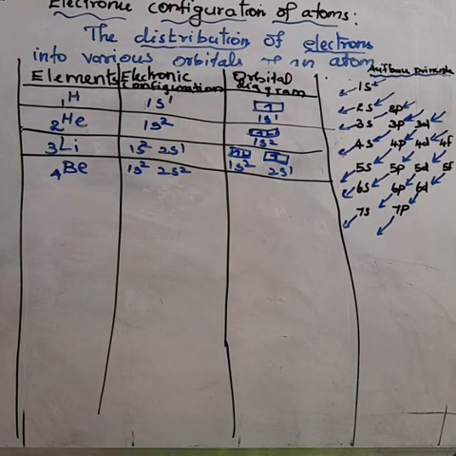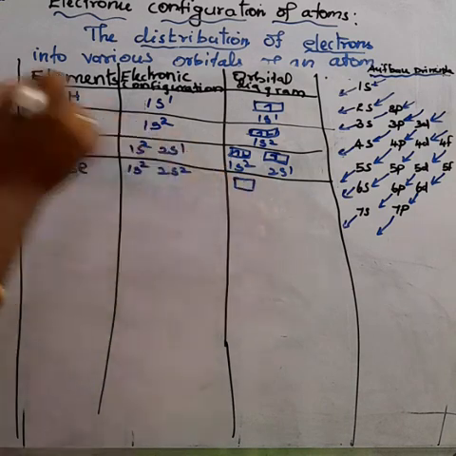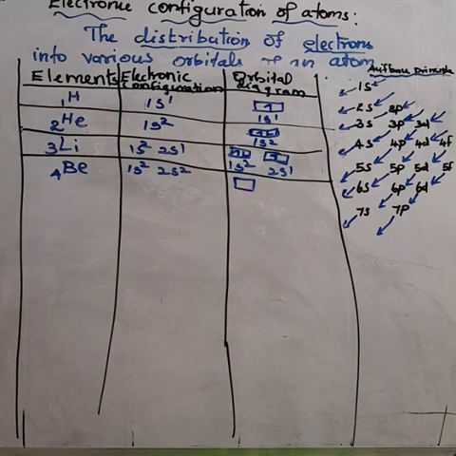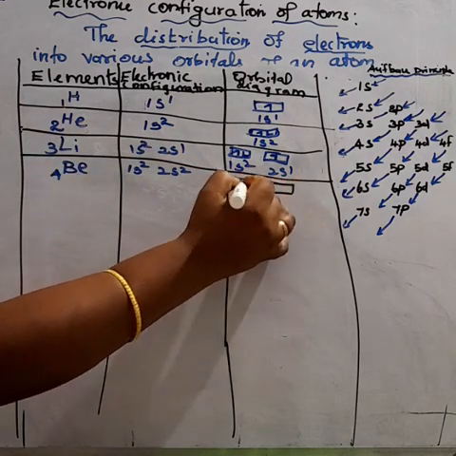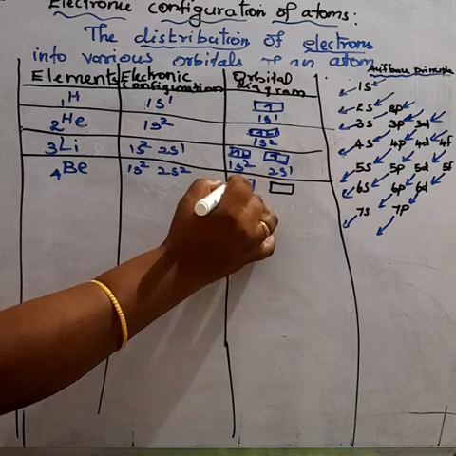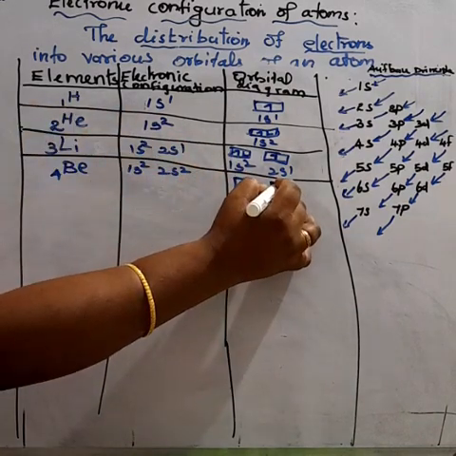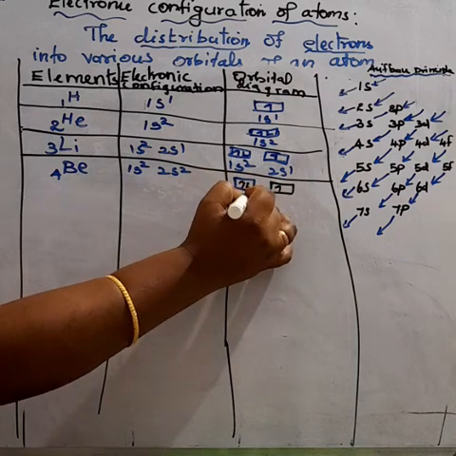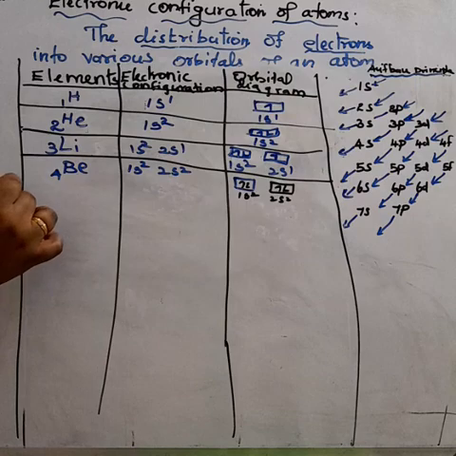Okay, so how will you draw the orbital diagram? First the 1s orbital, how many electrons? 2 electrons, one is up spin and another one is down spin. After that, we can draw the 2s orbital: first up spin and down spin. 2 electrons are there.